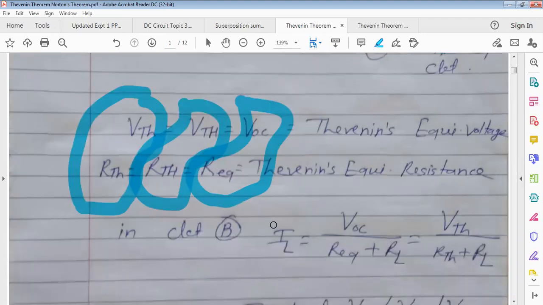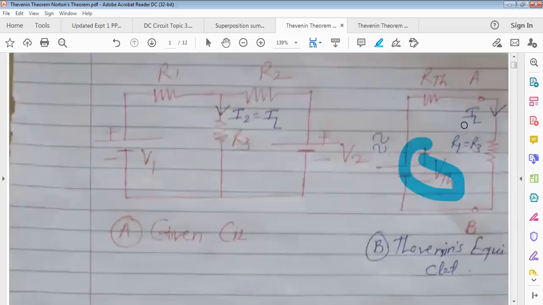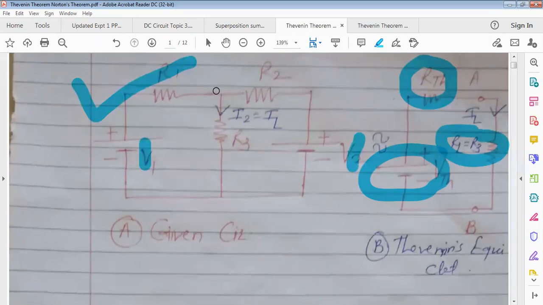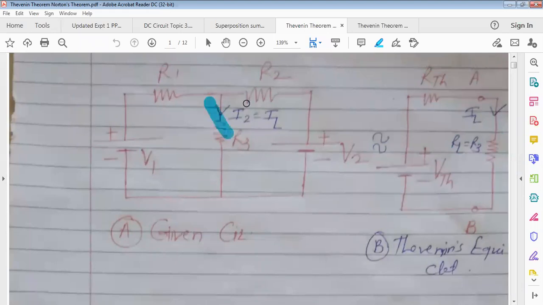Is this clear up to this? Now see this one circuit. Once we find out VTH, once we find out RTH, RL is already given to you. In this given circuit, the voltage sources' values will be given to you. R1, R2, R3 will be given to you, and they will ask you to calculate the current flowing through any resistance. So that one resistance we consider as a load resistance, and the current flowing through it is the load current. So here R3 is the load resistance. So this value you know.